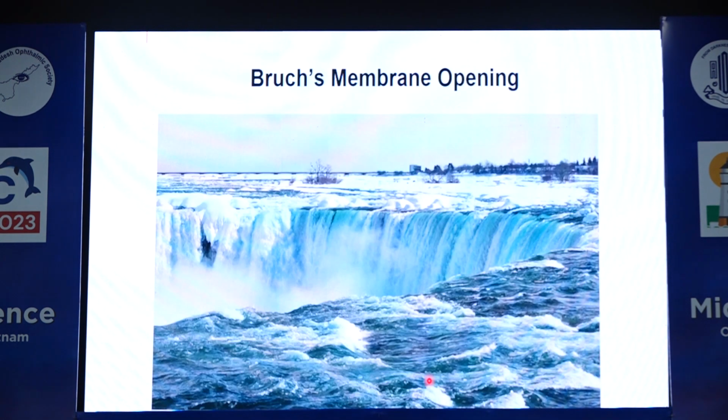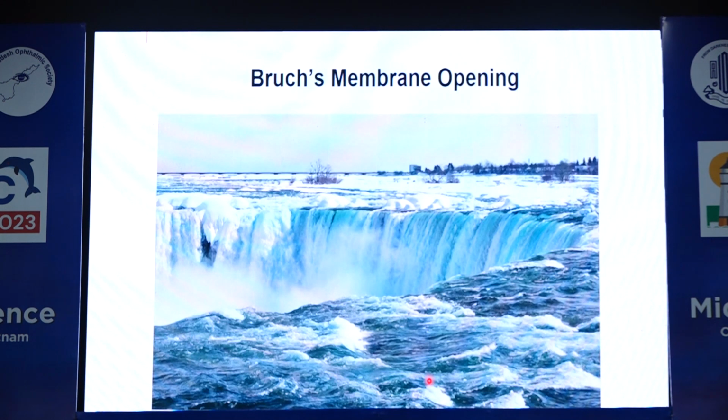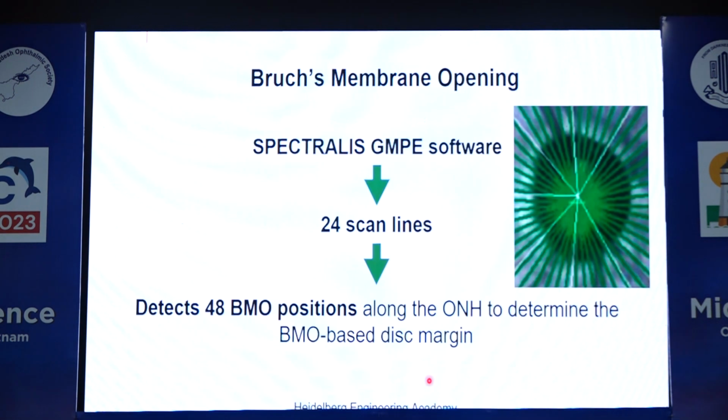So let us see again what the Bruch's membrane opening is. We all know about this image, right? I'm just comparing it to the Niagara Falls. You have to have a three-dimensional perception of this image, of how the RNFL comes and falls into the optic nerve. Now this is what we see in reality. You can see the green internal limiting membrane followed up to the Bruch's membrane opening, which is the red line.